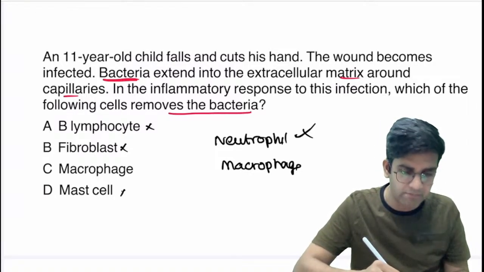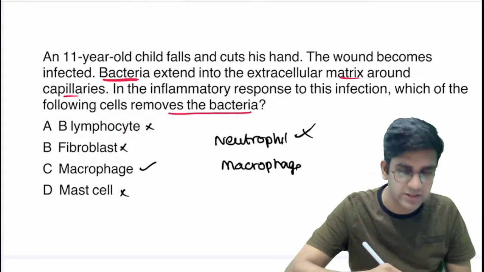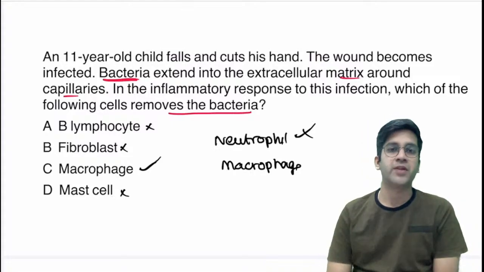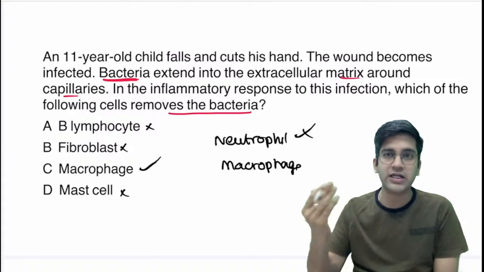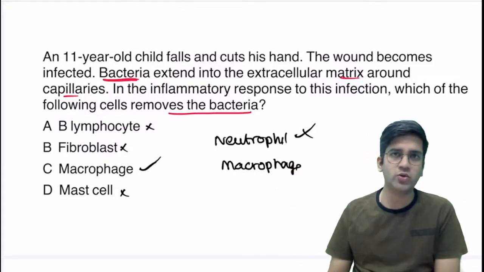Fibroblasts will not. Mast cells will not. The best answer here is macrophage, right? Good evening, Sonal. Okay, the macrophage is a better answer here compared to neutrophil. If I have neutrophil as an option, obviously I'll go with neutrophil.